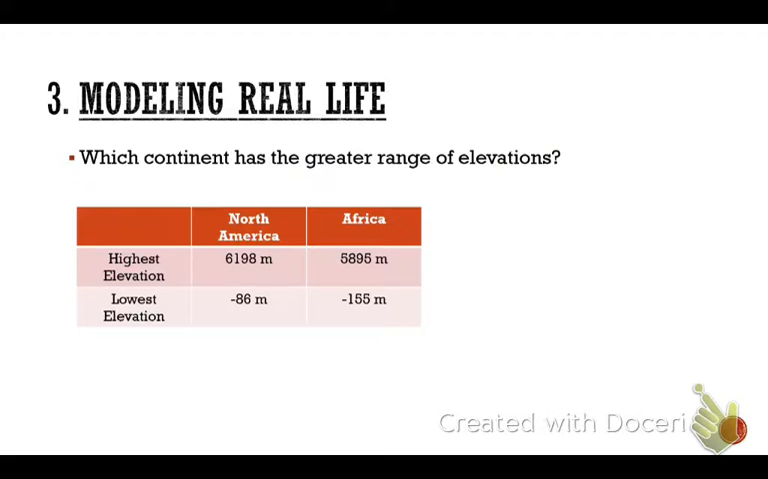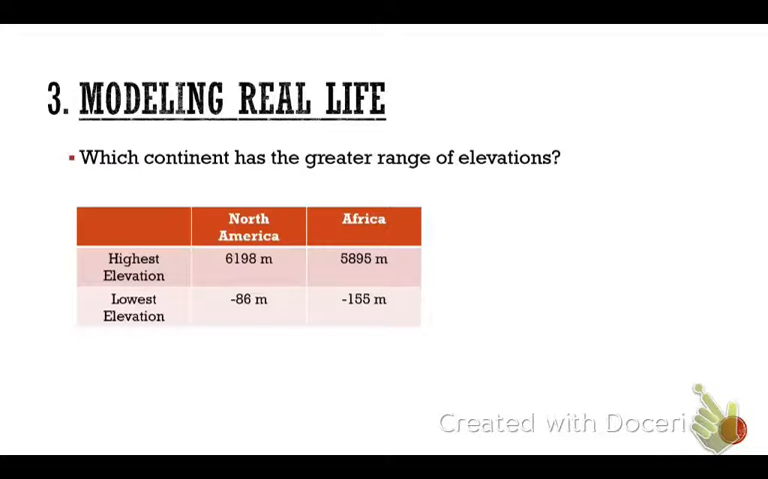Now we're going to go on to do a modeling real-life problem. Which continent has the greater range of elevation? So let's think highest elevation, that's probably like a mountain, okay? So a mountain in North America. What do you think the lowest elevation could be? Not a number, but what is that? What does it mean if it's a negative elevation? I mean, it's like below the ground. It's below the ground, so like a canyon, okay? So let's go ahead and see what the range is for North America. That just means the distance from the highest point of the mountain to the lowest point in the valley.